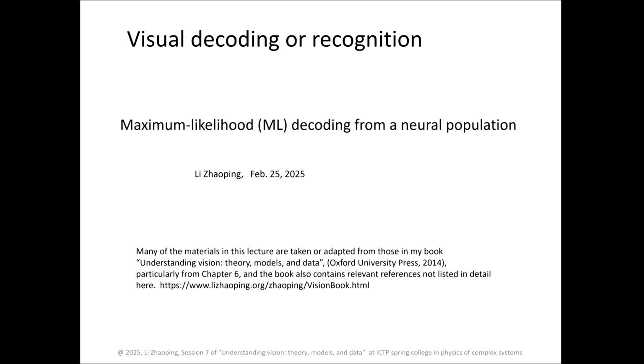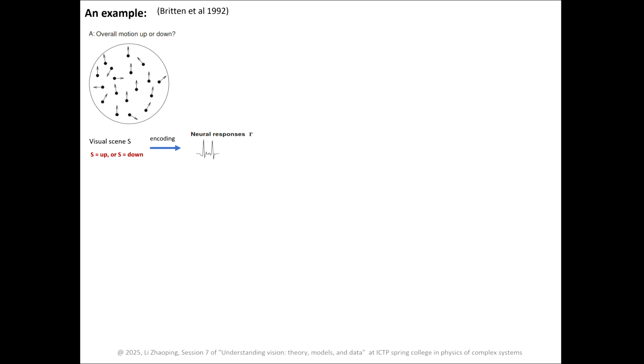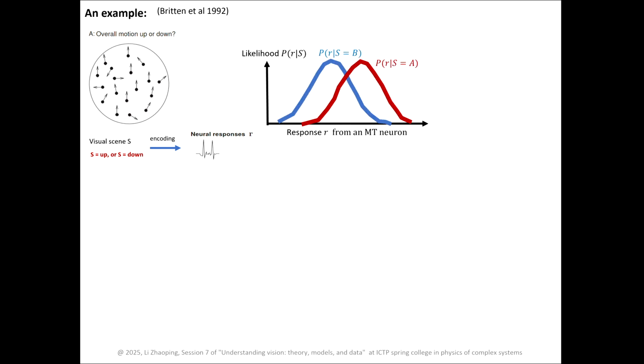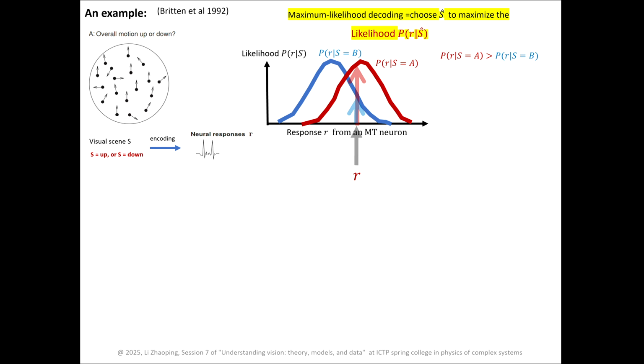Let's look at the maximum likelihood decoding from responses from a population of neurons. Let's recall that when a visual input S is encoded by one neuron's response R, the probability distributions of responses R are like this for input A versus B. For a given response R in any trial, this is the likelihood of this response if the input is from A, and this is if the input is B. The maximum likelihood decoding decides that the input is A or B depending on which choice has the higher likelihood. In this example, the likelihood from A is higher than that from B, or equivalently, the ratio between these two likelihoods is larger than 1, or the log of this ratio is larger than 0. So therefore, the decoded visual input is A.